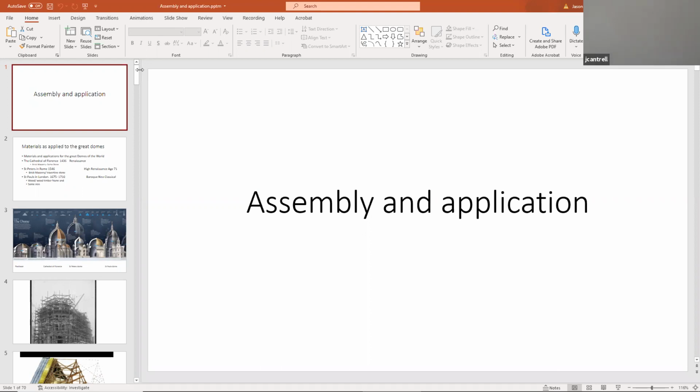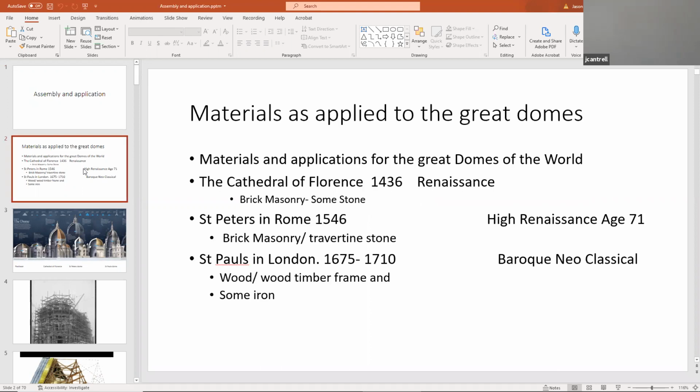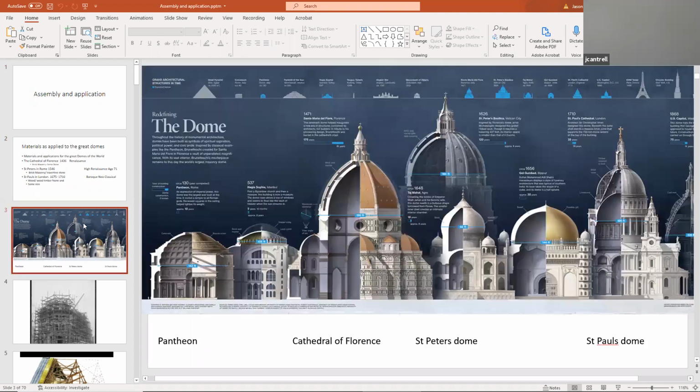The last section is going to be assembly and application of particular materials, primarily as applied to the great domes of the world. We're going to be looking at the Cathedral of Florence, the Renaissance Dome by Brunelleschi, St. Peter's in Rome, and of course, St. Paul's in London.